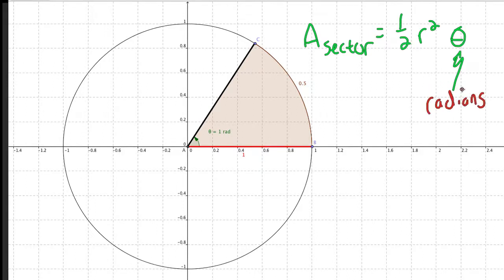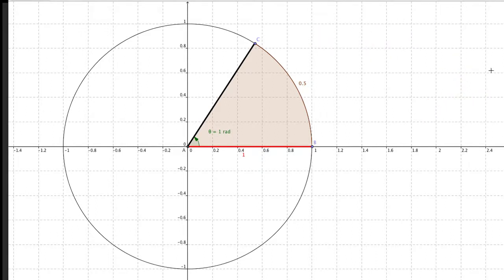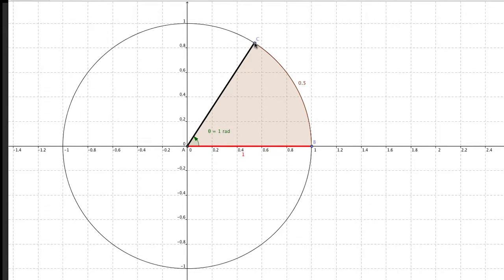You probably found the area of a circle using ratios and degrees. If theta is in radians, you can use this formula. Anyway, if I change the angle so that I have 2 radians, we can observe that 1 half r squared is just 1 half times 1 squared times the angle 2 radians. That gives me a total area of 1.